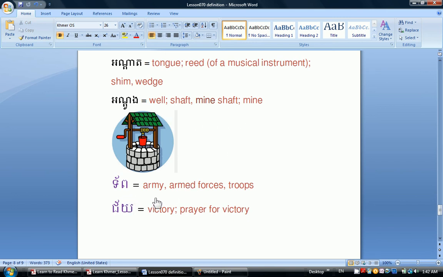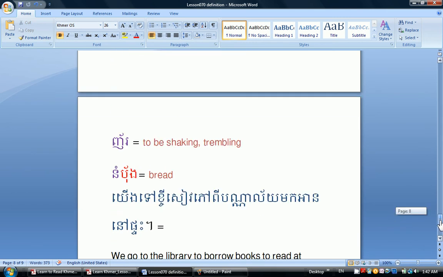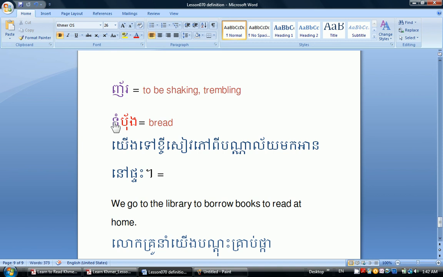Top means army, armed forces, or troops. Jai means victory or prayer for victory. Nyoa means to be shaking or to be trembling. Numpang is a bread.